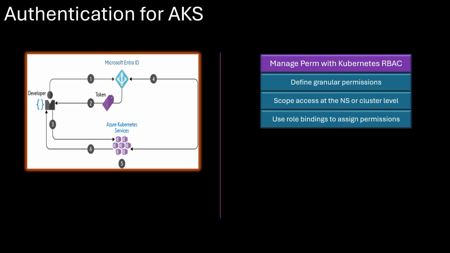For example, if a developer needs access to resources in a specific namespace, such as Finance app, you assign an RBAC role only for that namespace. This ensures they can only modify applications in their assigned environment while keeping the rest of the cluster secure. Bottom line, with Kubernetes RBAC, you enforce strict access control and prevent unauthorized users from making cluster-wide changes.